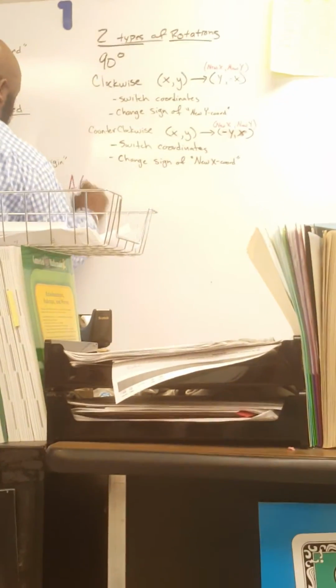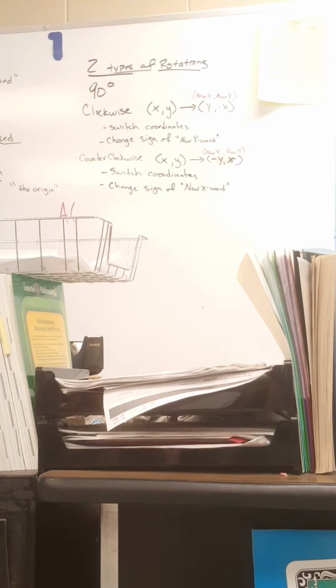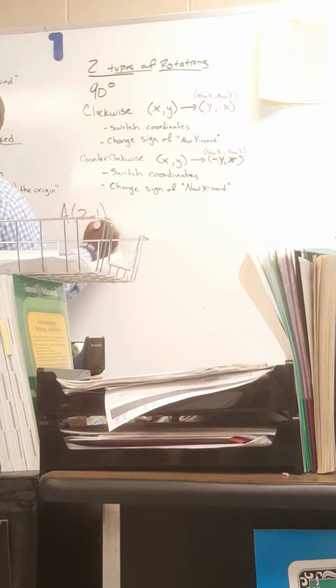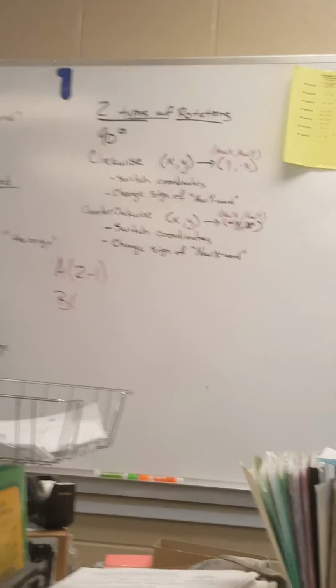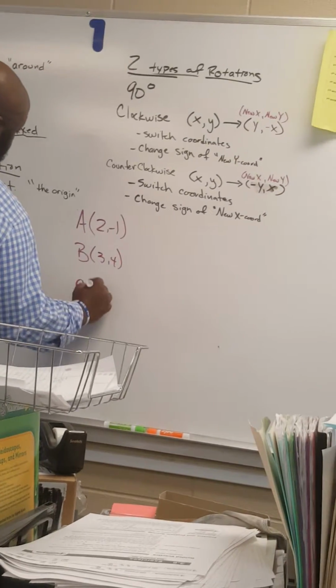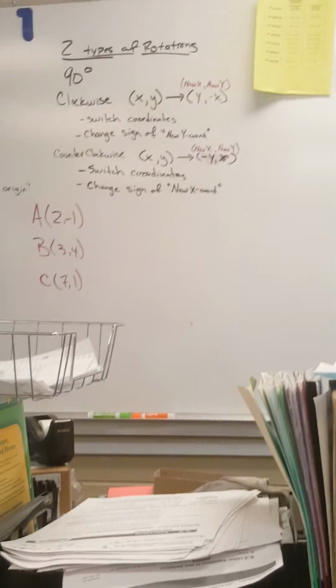What are A's coordinates? 1, 2. What is B? 3, 4. And for C? 7, negative 1.